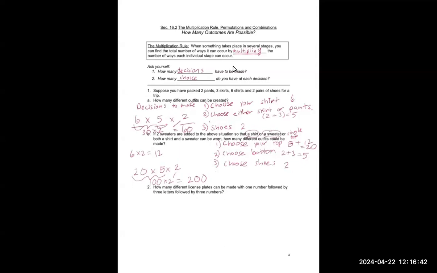We're moving away from the skirts and shirts and whatnot. Now they're asking, how many different license plates can be made with one number followed by 3 letters, followed by 3 numbers? Okay, so now we have to think about how many different decisions need to be made. There's one number followed by 3 letters, so it's 1, 2, 3. And then there's followed by 3 numbers.